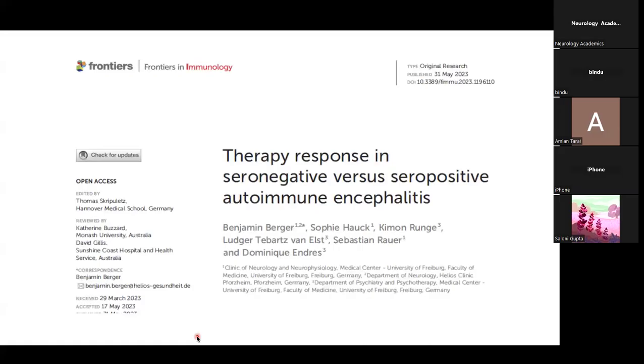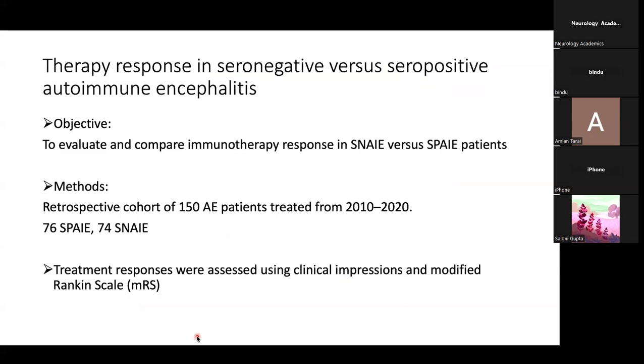Another study was published in the Frontiers journal, Therapy Response in Seronegative versus Seropositive Autoimmune Encephalitis. The method is a retrospective study of 150 autoimmune encephalitis patients treated from 2010 to 2020. Actually, 76 patients were seropositive and 74 patients were seronegative autoimmune encephalitis. Treatment response was assessed using clinical impression and the modified mRS scale.